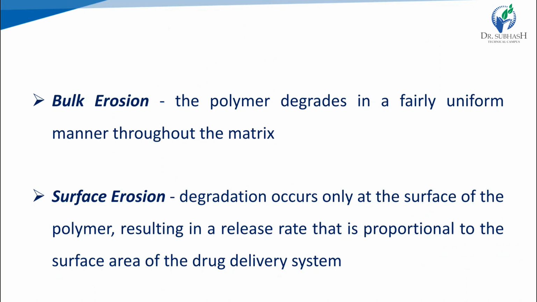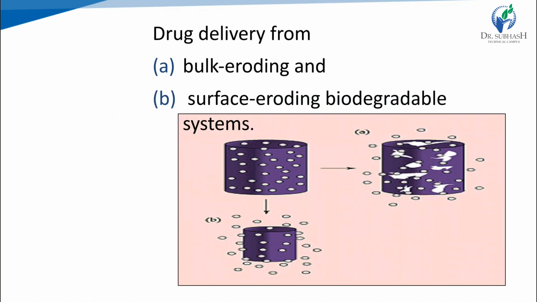In bulk erosion, the polymer degrades fairly uniformly, homogeneously throughout the matrix. And when the degradation occurs only at the surface of the polymer, that is called surface erosion, resulting in a release rate that is proportional to the surface area of the drug release system. So here the diagram represents the bulk eroding and the surface eroding biodegradable polymer that we use for erosion.